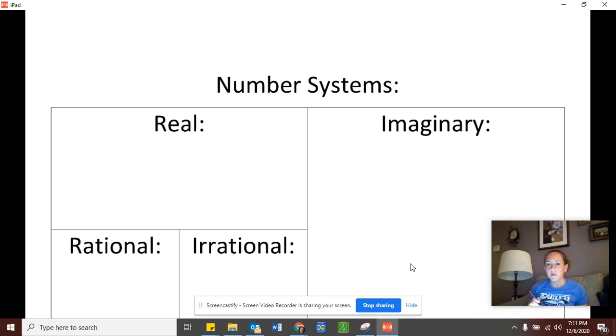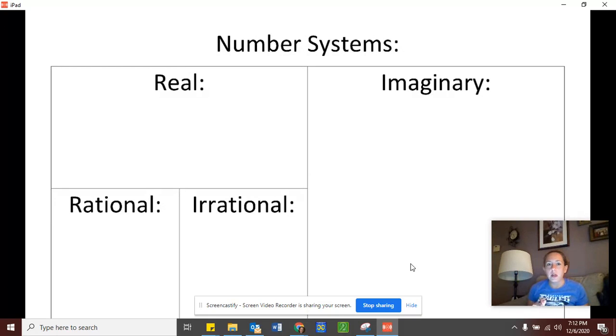This week we're going to be looking at the discriminant, moving into the quadratic formula and stuff. So before we do that, I just wanted to go back over some of the main number systems, mainly because we're going to be categorizing solutions as different kinds of things.